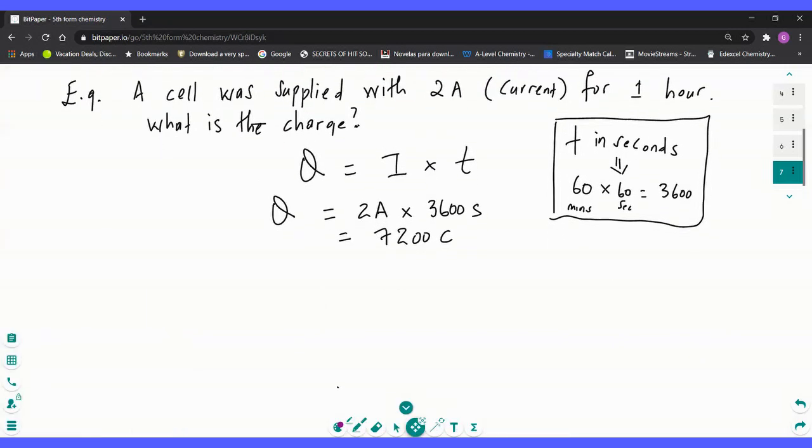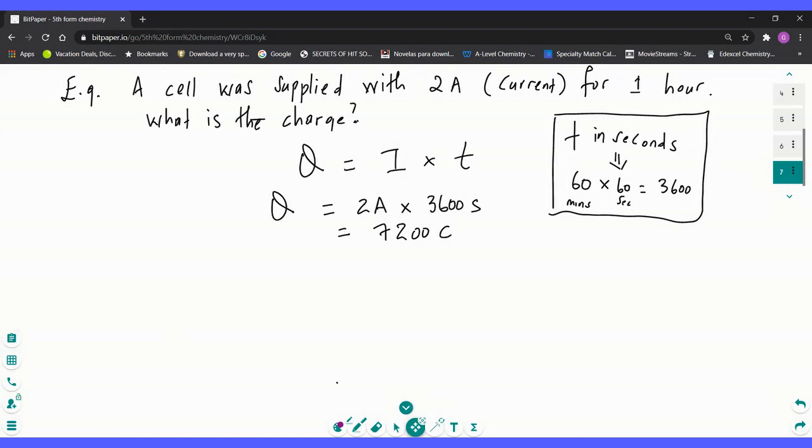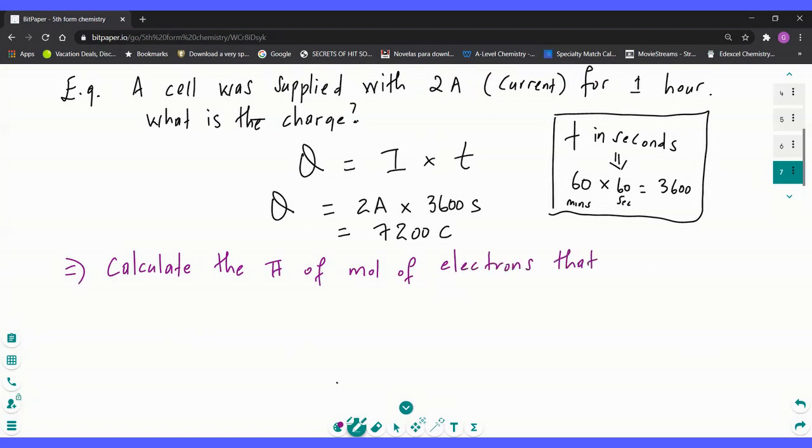Now, once you have the charge, your job is to see how many electrons you can move with that charge. So let us now look at that part. Calculate the number of moles of electrons that can be discharged.